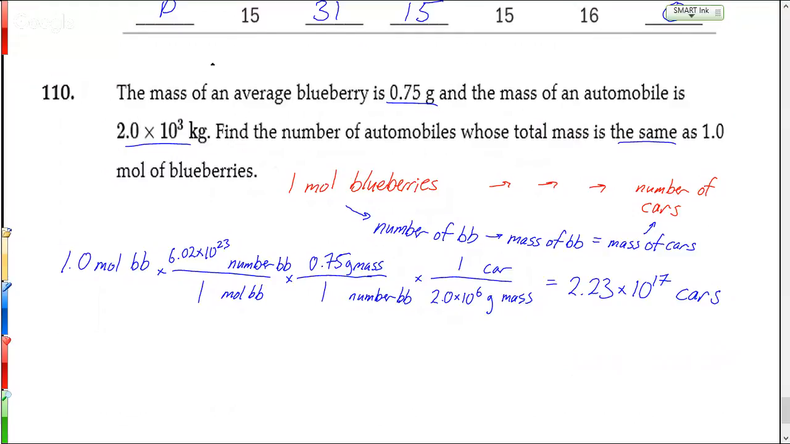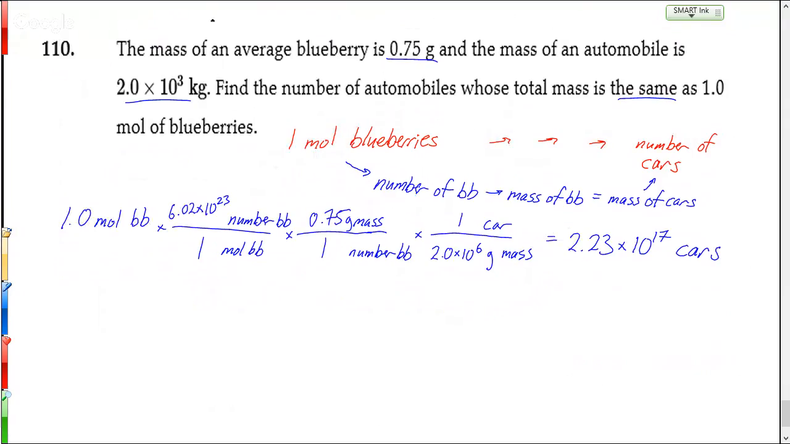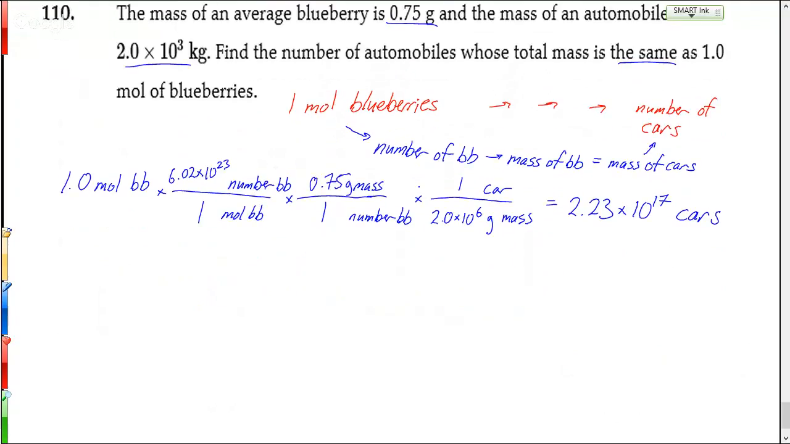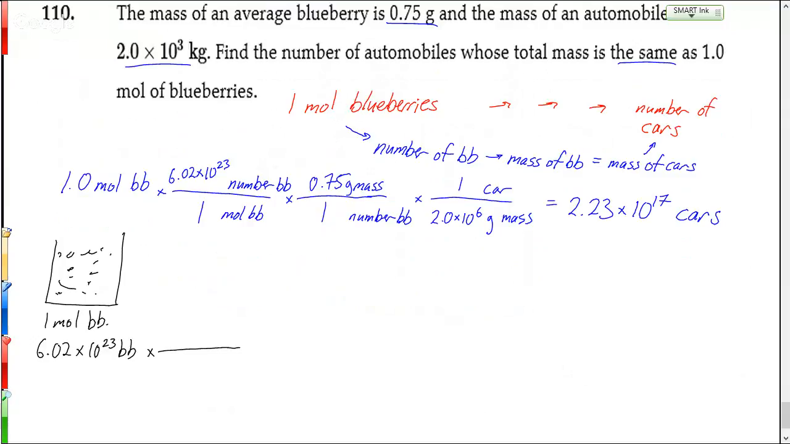Okay. Sure. So the other way to think about this, rather than trying to set it up in this whole line of conversions, is to think about what's happening. You've got a certain number of blueberries that weighs a certain amount. Calculate that first, and then figure out how many cars would be that same amount. So you're still doing the same calculation, but you might draw yourself a picture and say, okay, here's my blueberries. 1 mole of blueberries. I know that that's 6.02 times 10 to the 23rd blueberries times 0.75 grams per each blueberry. So that gives me my total mass.